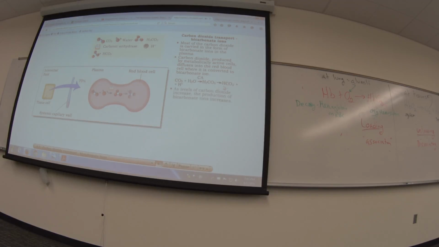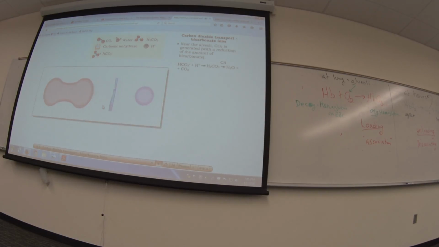There's the equation. As levels of carbon dioxide increase, the production of bicarbonate ions increases. The bicarbonate ion diffuses into the plasma, where it is carried to the lungs. In order to maintain electrical balance in the red blood cell, the movement of the negatively charged bicarbonate ions out of the cell is balanced with the movement of negatively charged chloride ions into the cell. This process is called the chloride shift.